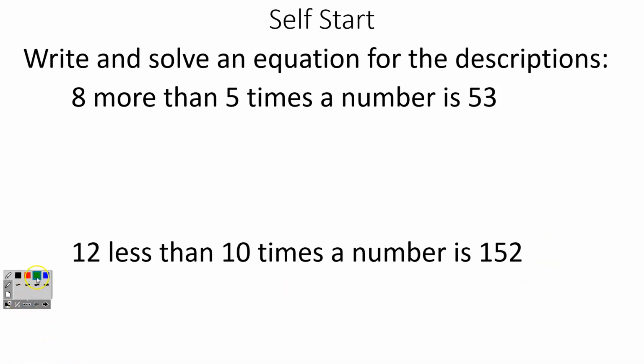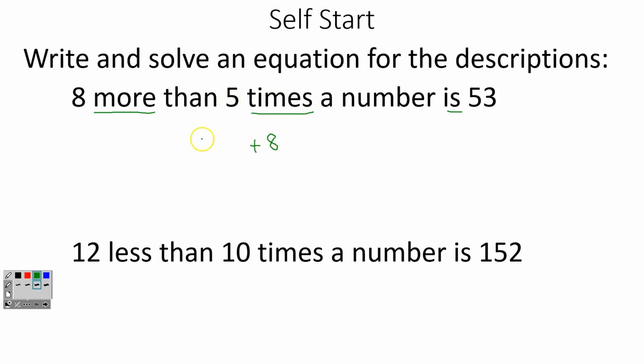So for today's self-start, we need to write and solve an equation for these descriptions. 8 more than 5 times a number is 53. So the first thing I'm going to do is start looking for my keywords. I see more, I see times, and I see is. We talked yesterday about what these mean. 8 more means that I'm going to be adding 8.